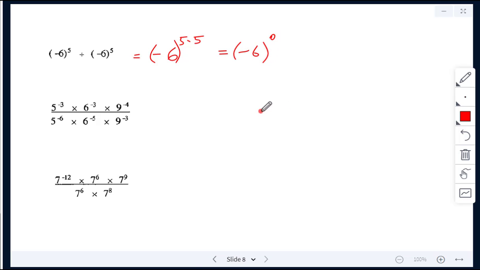And if the question says to leave it in exponential form, you would leave it in this exponential form. If it was to evaluate, you know that anything to the power of 0 would equal 1, so your answer would just be 1. We'll leave it in exponential form.